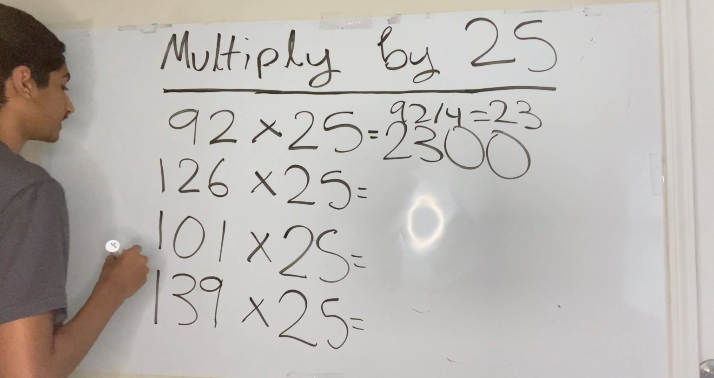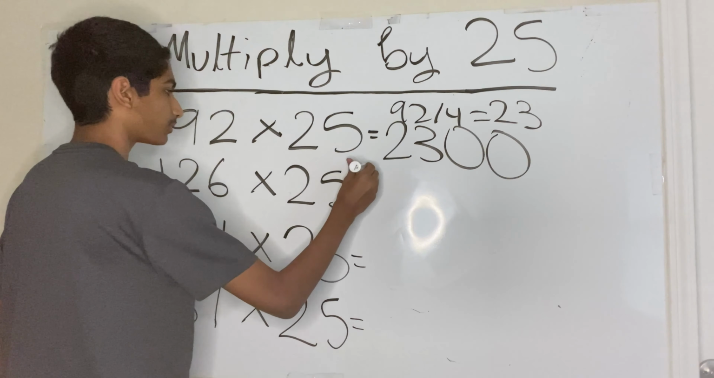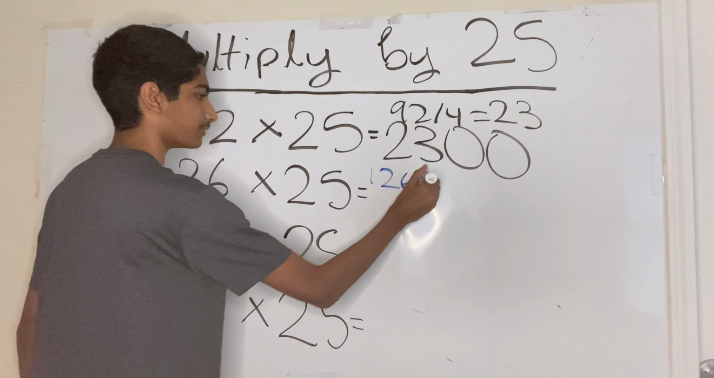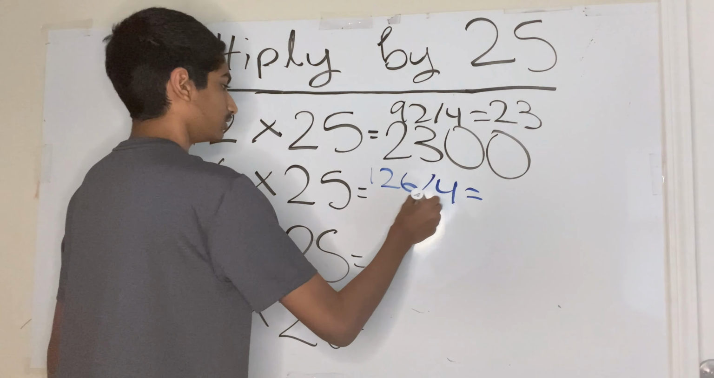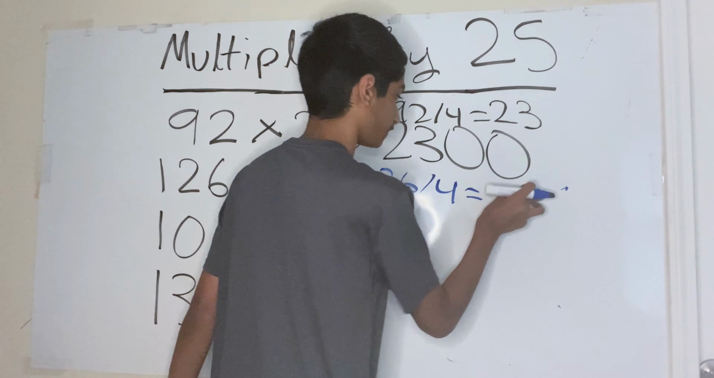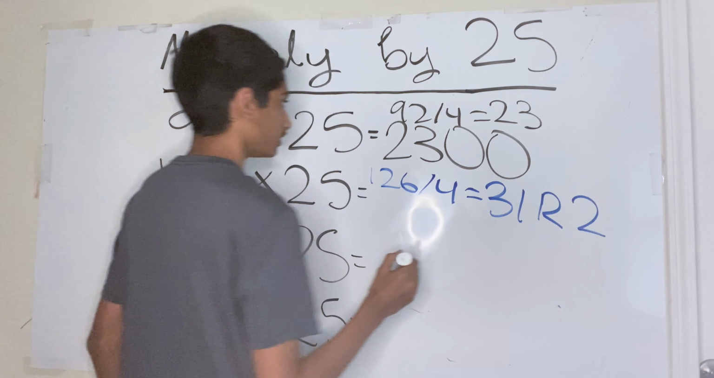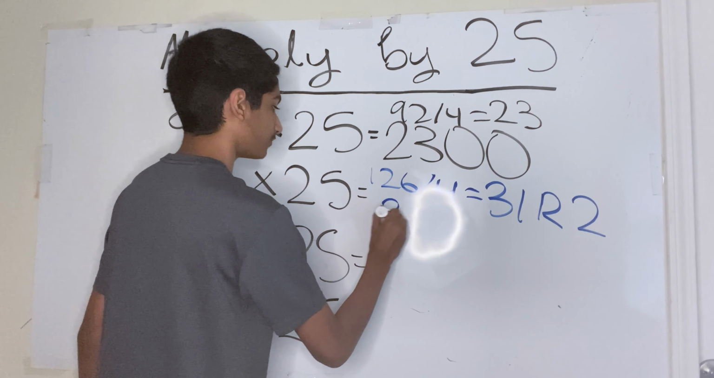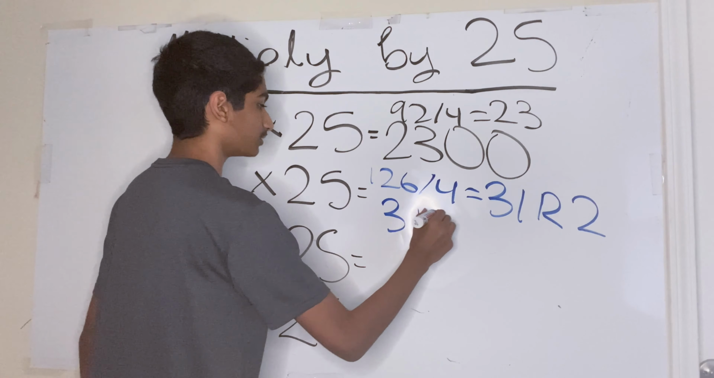Okay, now let's look at this next example. So we have 126 times 25. So remember, first we want to do 126 divided by 4. In this case, that would be 31 remainder 2. And now with that 31, we can put that for the first two digits. And for the last two digits, since we have a remainder of 2, that's just going to be 50.